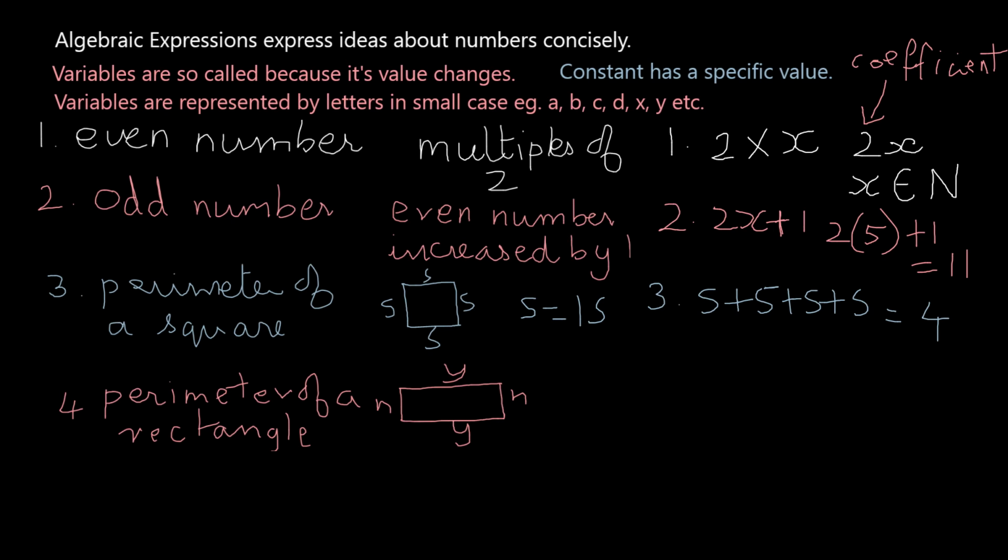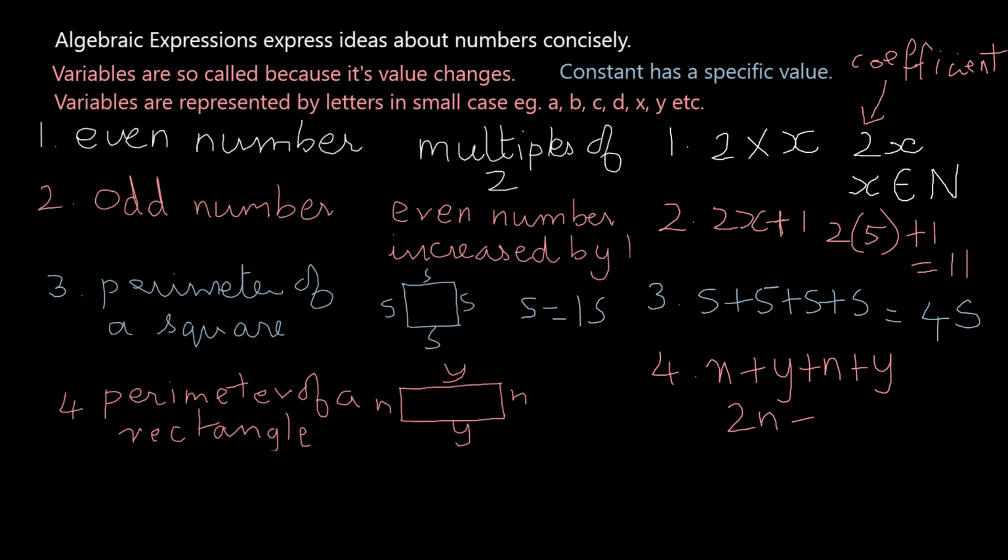Now let's see about the fourth one. We see that I have two lengths which are n and two lengths which are y. So if I'm going to walk around the rectangle, I'm going to walk one n, then another y, then another n, and then a y. So I would have walked n plus y plus n plus y, which is 2n plus 2y.